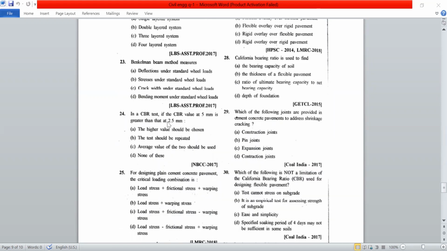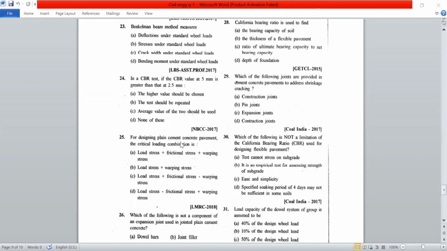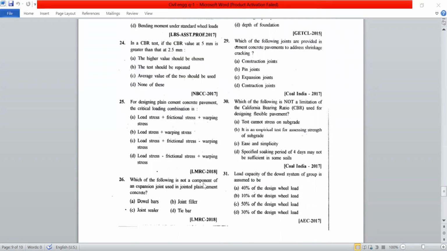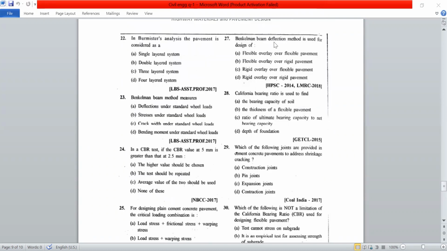Benkelman beam method measures deflections under standard wheel loads. In a CBR test, if the CBR value at 5 mm is greater than that at 2.5 mm, the higher value should be chosen. For designing plain cement concrete pavement for critical loading combination, load stress plus friction plus warping stress. Which of the following is not a component of an expansion joint used in jointed plain cement concrete? Tie bar.